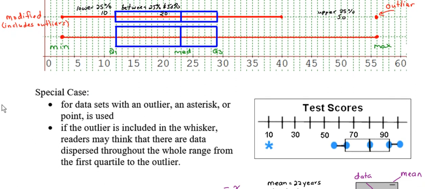The box and whisker plot shown down here is another example of a modified one. In this case, they use a star instead of a dot for the outlier. A star, a dot, it doesn't really matter. Usually when we use Google Sheets, they'll use a dot. So if you want to use a dot or a star, it doesn't matter.